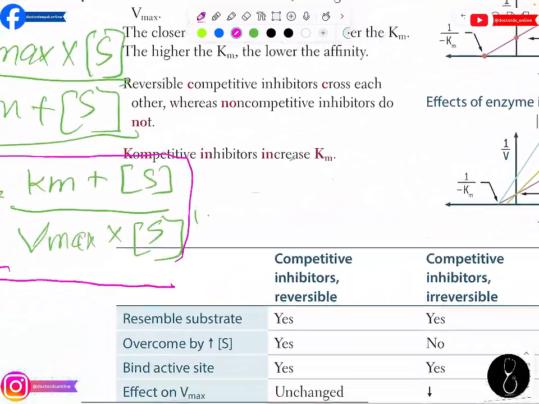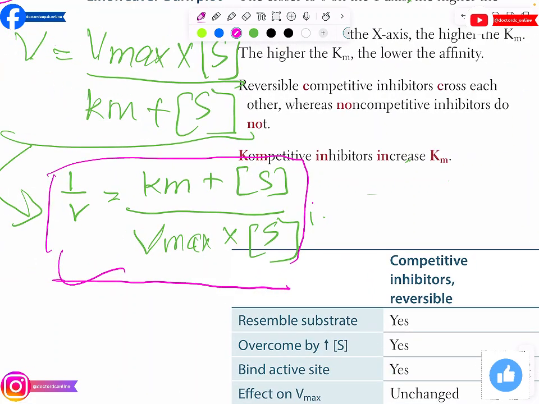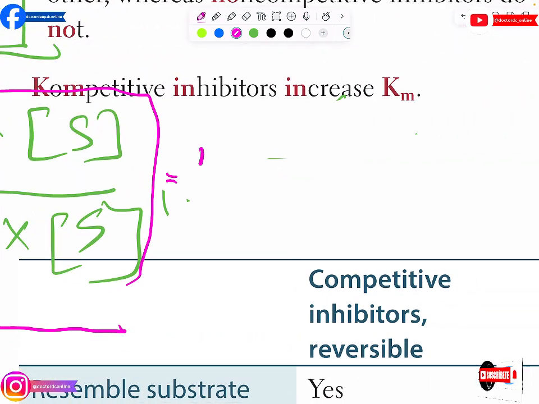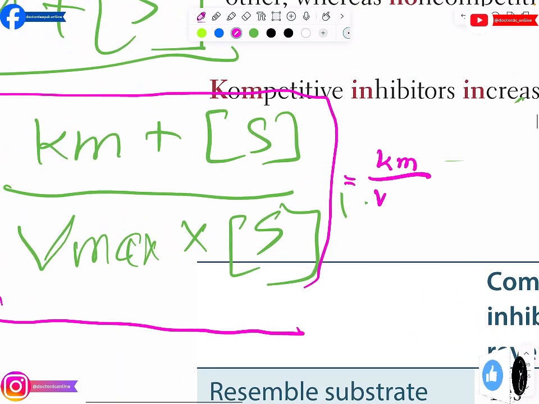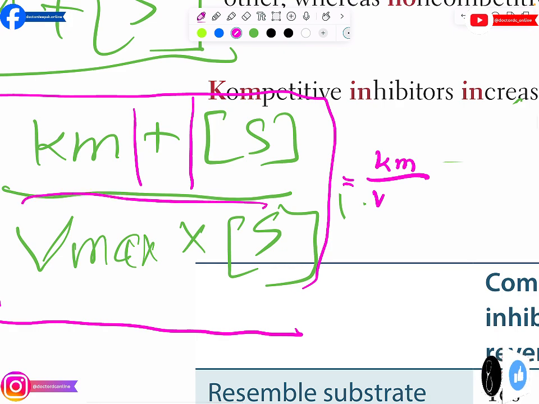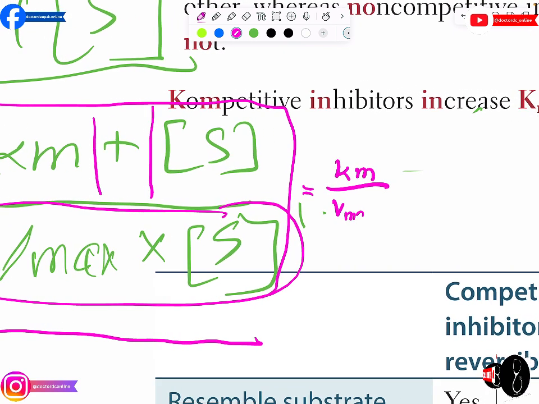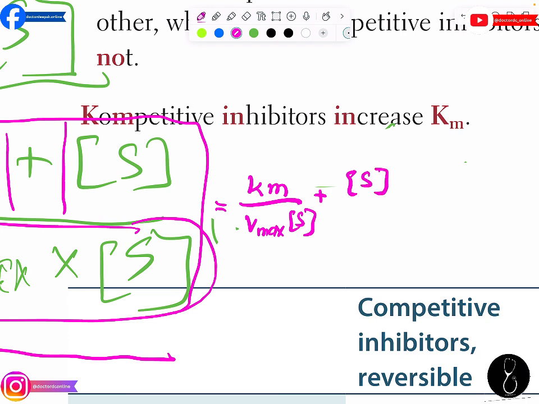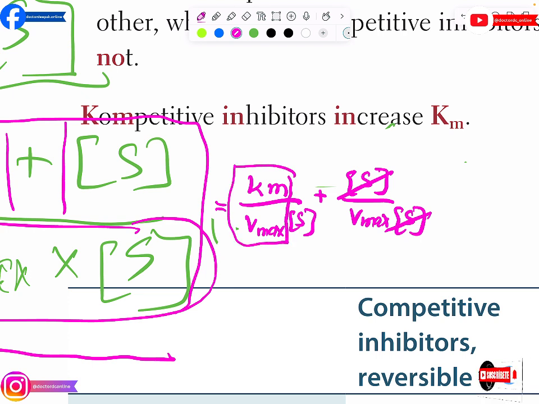I will convert this equation, okay? Like that: Km divided by Vmax and substrate. We are going to separate this part and this part, which have the same denominator. The Km over Vmax and substrate, plus a plus sign, substrate divided by Vmax and substrate. In that equation, you can cancel the substrate. Km divided by Vmax is actually equal to one constant, C.